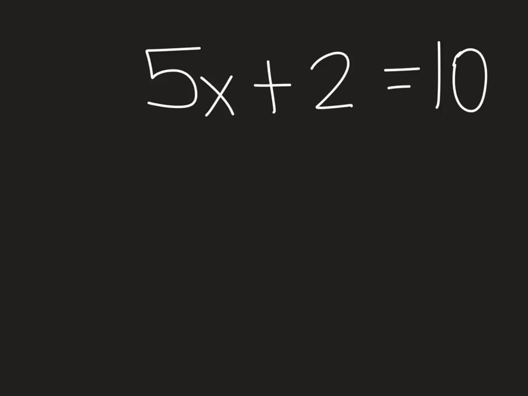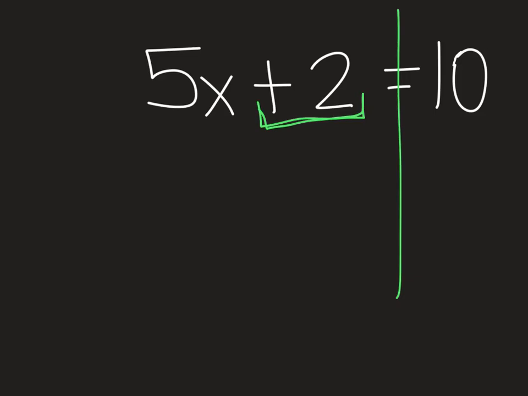All right, we're going to jump right in. So our first equation is 5x plus 2 equals 10. So our first step, we want to draw the line down through the equal sign. Then we want to get rid of anything that does not have a variable first. So we want to get rid of this plus 2.